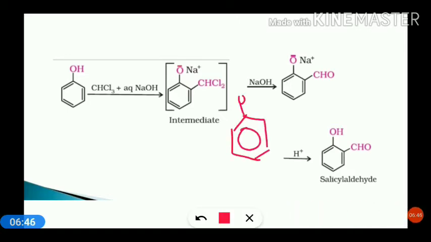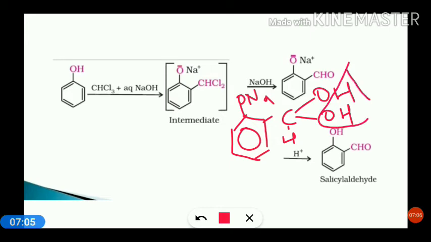Phenol, ONa, carbon bonded with hydrogen here. Now Cl gets substituted by OH. Now this is a compound in which one carbon has two OH. So there is a removal of one water molecule because it is unstable. As the water molecule is removed, the CHO aldehydic group will form. In this way, salicylaldehyde will be obtained.